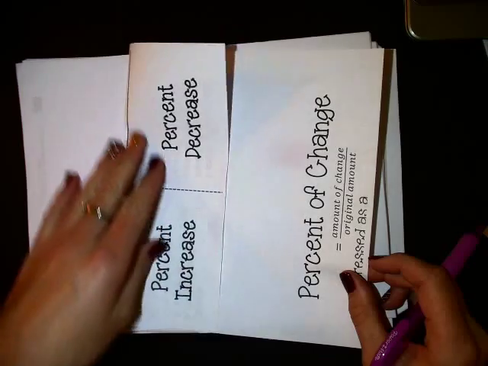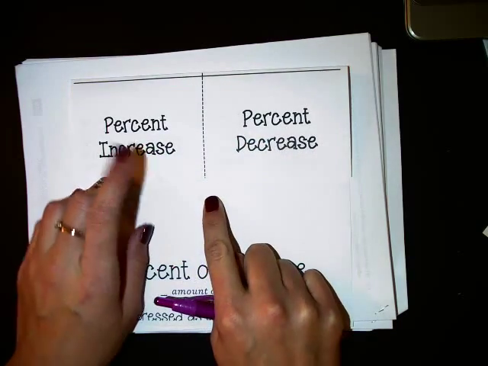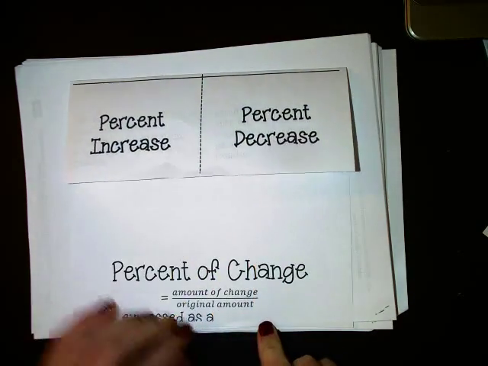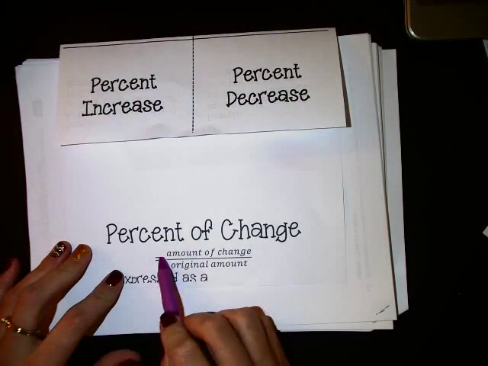You just need to fold on this solid line right here. So we kind of have like this. And you can cut on this dotted line. So we're going to have percent increase and percent decrease. Okay, to find the percent of change, whether it's increase or decrease, you use this.